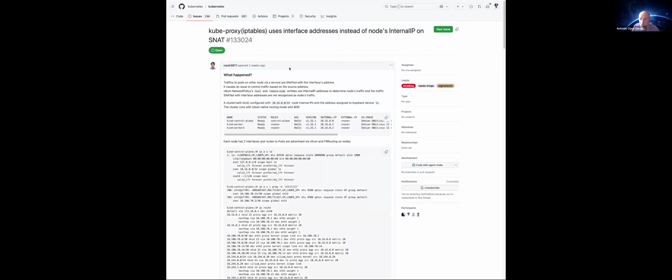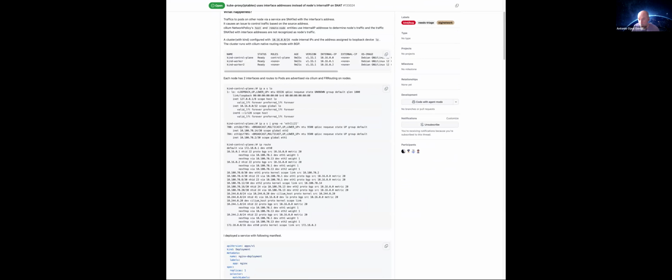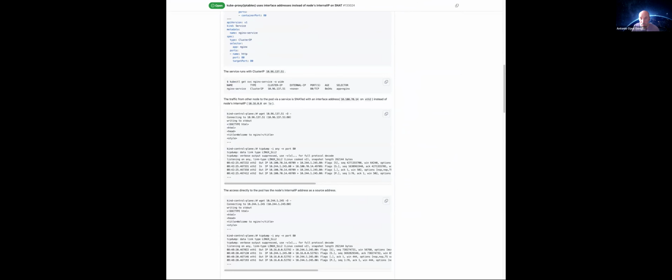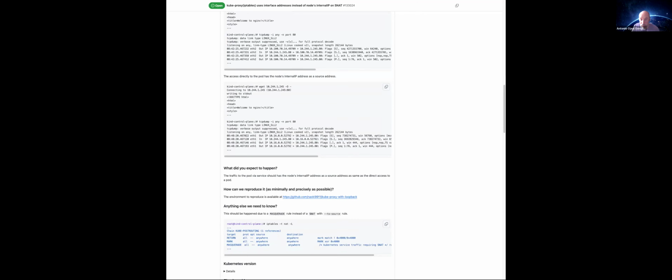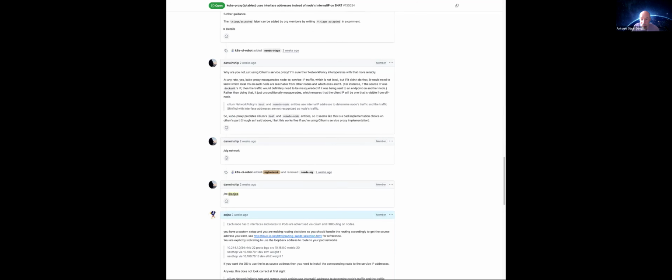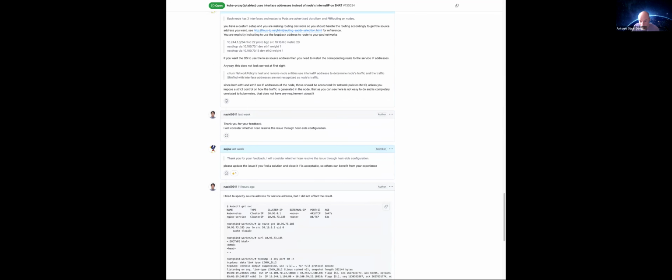Kube-proxy iptables use interface addresses instead of the node's internal IPs on SNAT. This is a complex setup with routing over two interfaces. It's using the common approach of putting the IP of the node in the loopback and using it as the source for communications, and services are a virtual route. When they hit the services, the outgoing traffic is not using the source IP of the loopback as the user expects. I commented with him.